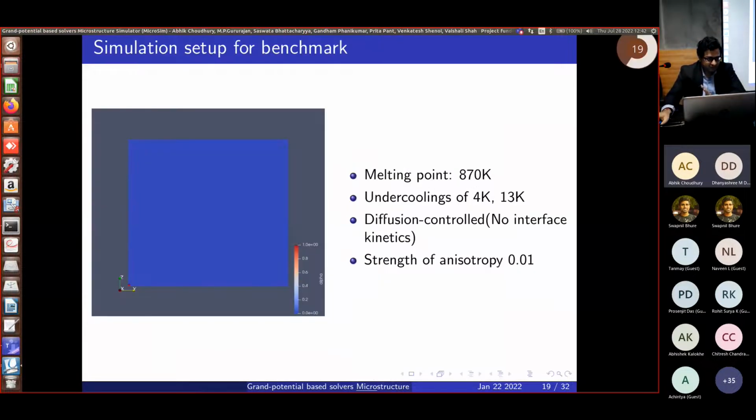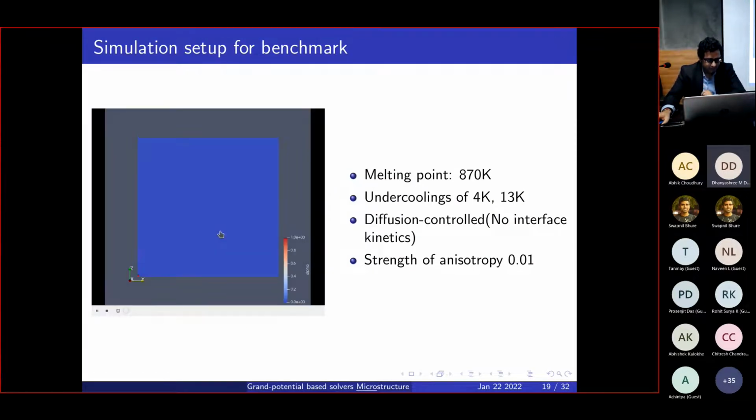This is a simulation set up for a benchmark. So we have done a single dendrite calculation, which is of this type, which is undercooled. The melting point of the alloy that I have chosen is 870 Kelvin. I have tested two different undercoolings, 4 Kelvin and 13 Kelvin. The dynamics will be diffusion control, that means no interface kinetics, and the strength of anisotropy is 0.01. The infiles for this are available in the examples infiles repository that is already shared with you.